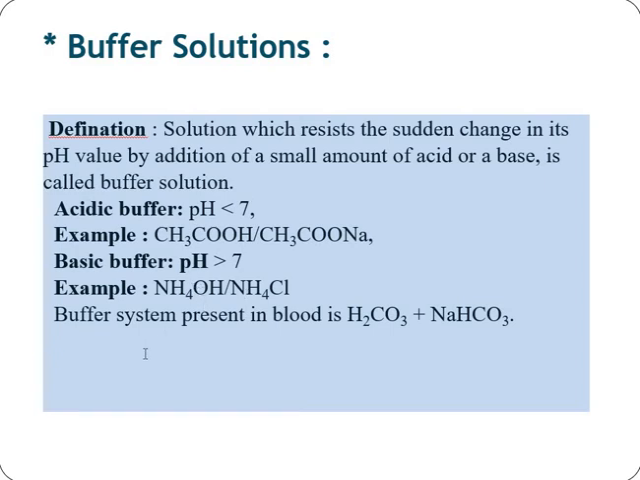You should know buffer system present in blood. So buffer system present in blood is H2CO3 plus NaHCO3. This is a mixture of two compounds, and this mixture is present in blood, and this is also called the buffer system present in blood.